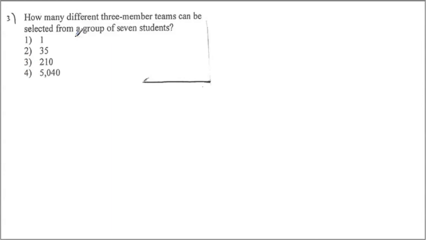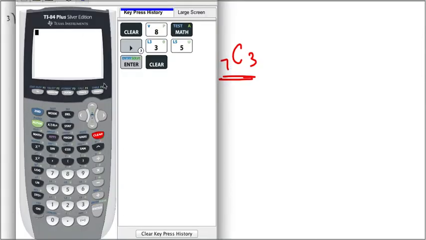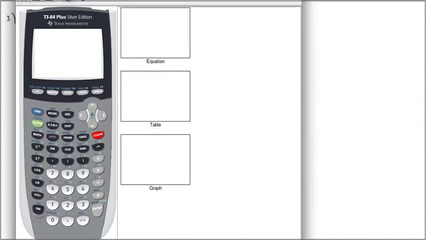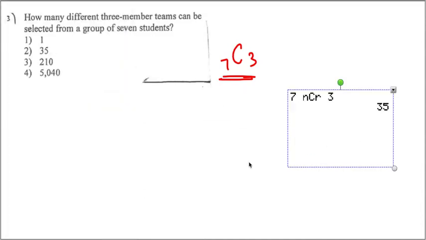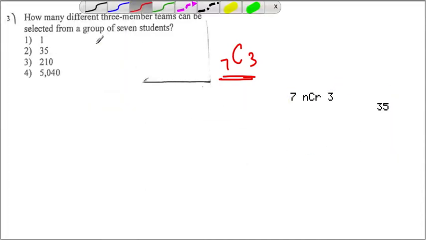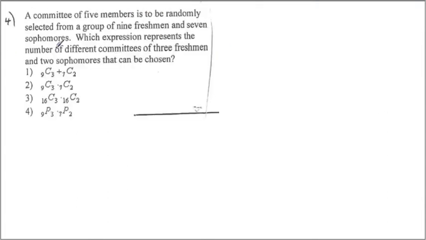Alright, let's move on. How many different 3-member teams can be selected from a group of 7 students? Here we end up getting 7C3. Out of 7 we are selecting 3 at a time. So if you have to do that, here's 7, math, number 3, 3. Then the answer becomes 35. Therefore, choice 2 becomes our answer.